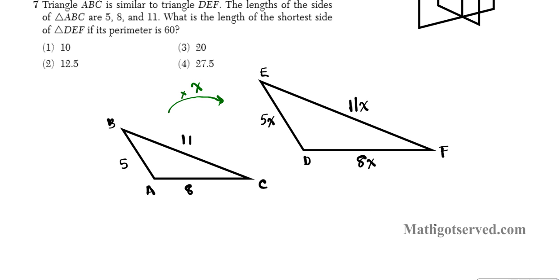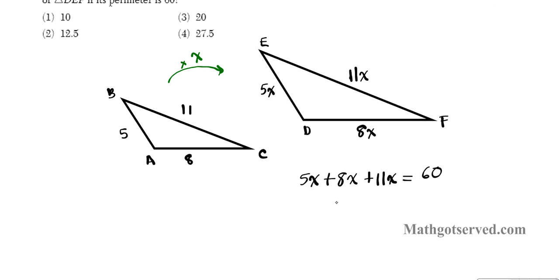Absolutely. We know that the perimeter of a shape is the distance around it. So in this triangle it is the sum of the measures of the three sides, okay? So we know that 5x plus 8x plus 11x is going to yield the perimeter, which is 60. Okay, so let's go ahead and solve this. When we solve this, we're going to have 8 plus 5 is 13, plus 11 is 24. So we have 24x equals 60.